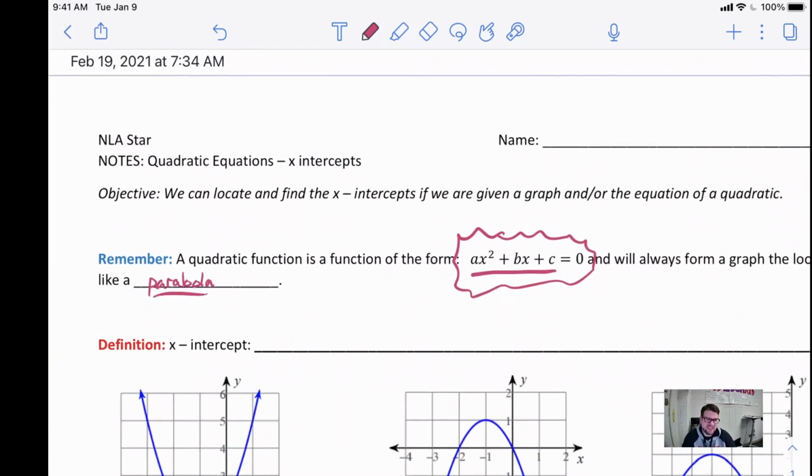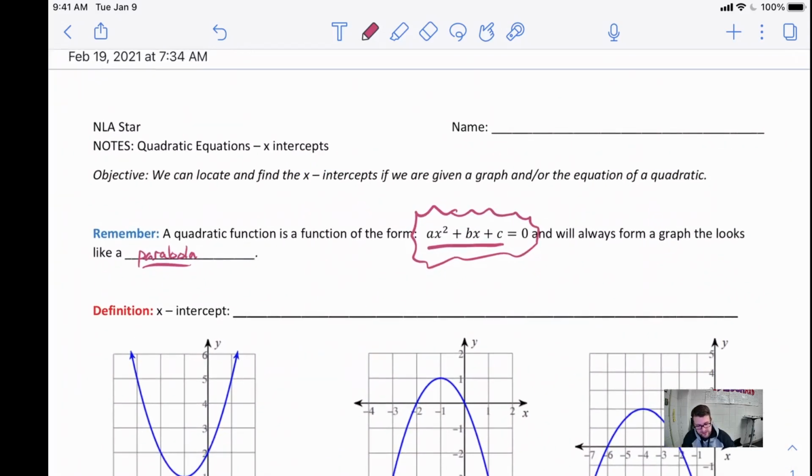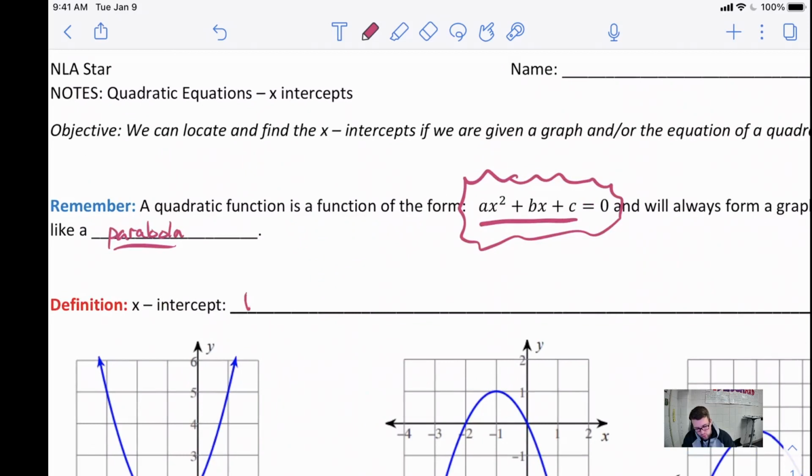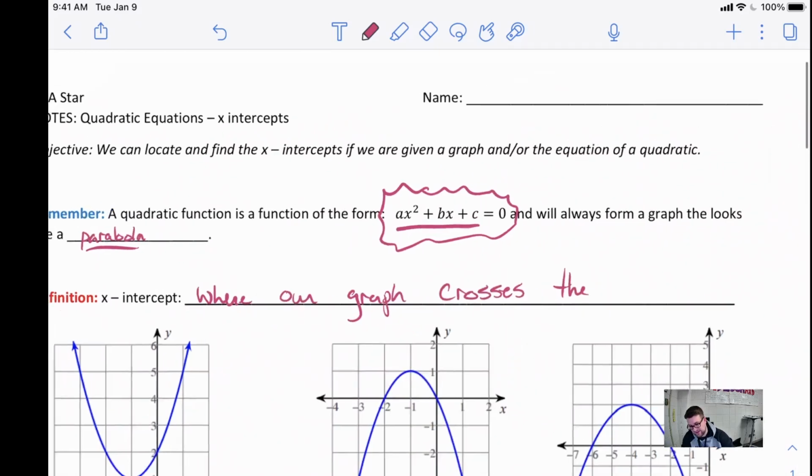Now, the x-intercept, right? Yesterday we were talking about the y-intercept. Today we talk about the x-intercept. So this is where our graph crosses the x-axis.